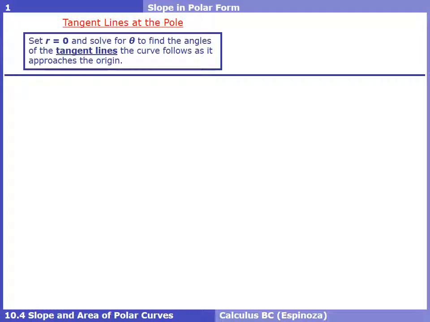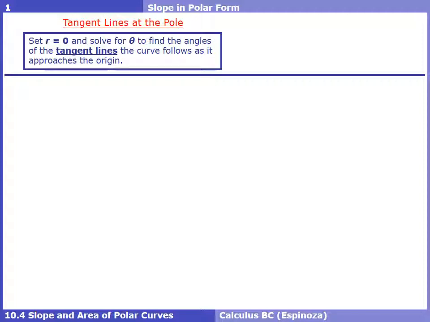Okay, so the first calculus concept we're going to address concerning polar functions is tangent lines. But there are two distinct categories of these tangent lines, and you're going to really need to see the difference so that you don't get the two confused. The first type is tangent lines at the pole. To find tangent lines at the pole, or the origin, we're going to set r equal to 0 and solve for theta. That's going to help us find the angles of the tangent lines the curve follows as it approaches the origin, or again, the pole.